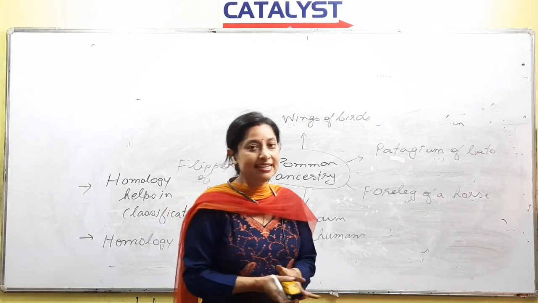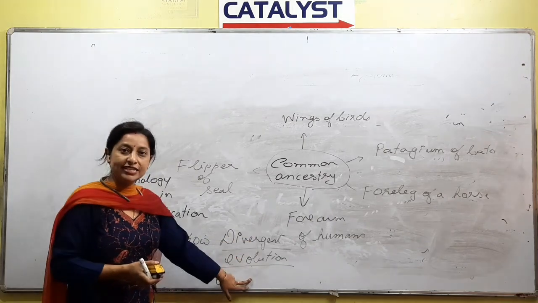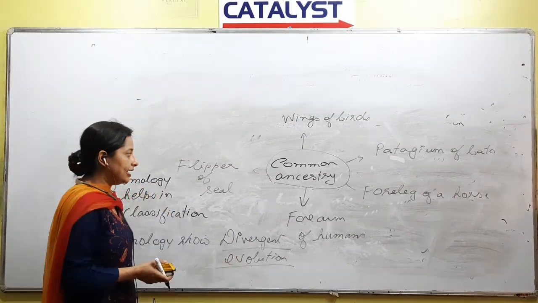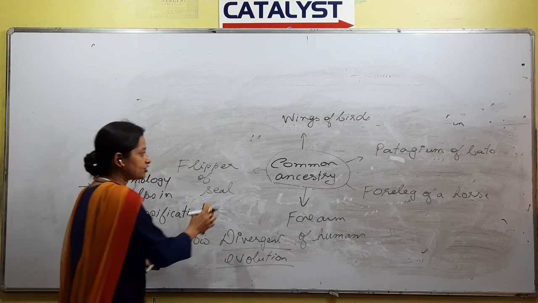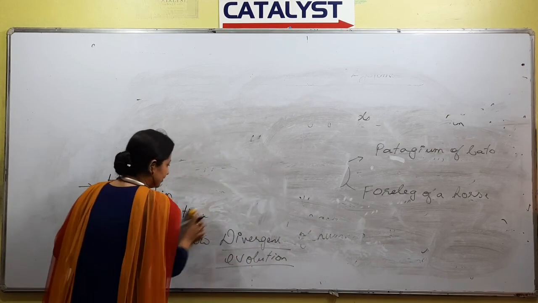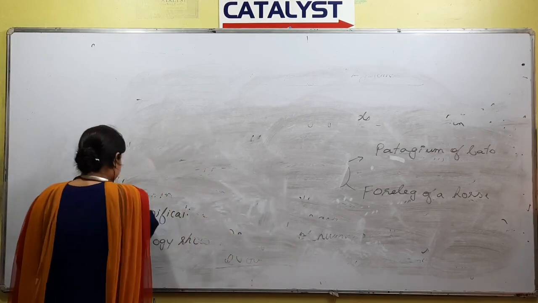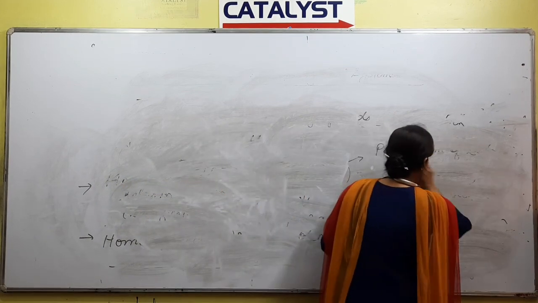So what we have to remember is homology shows divergent evolution. Have you understood? So these two factors help us in classification. Now since we are talking about homology, we have to talk about analogy also. What would be the definition of analogy?